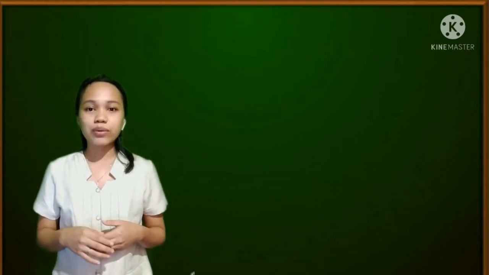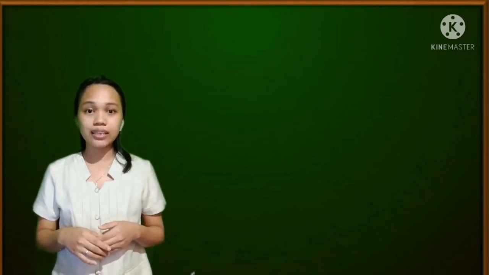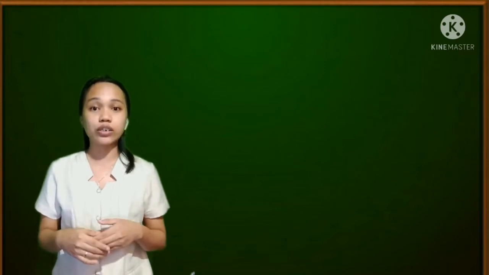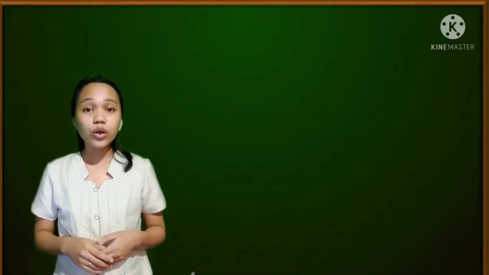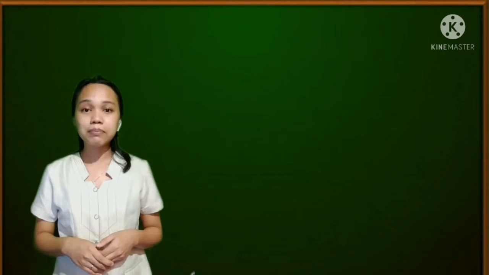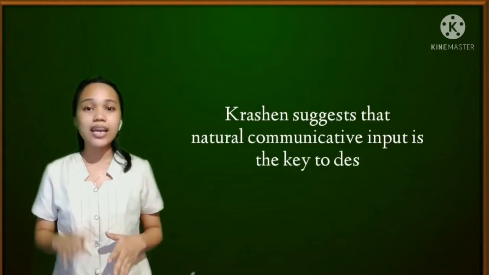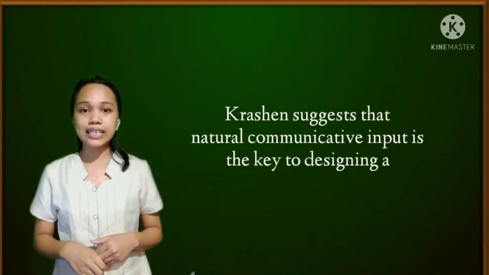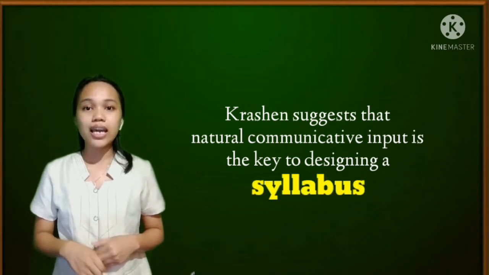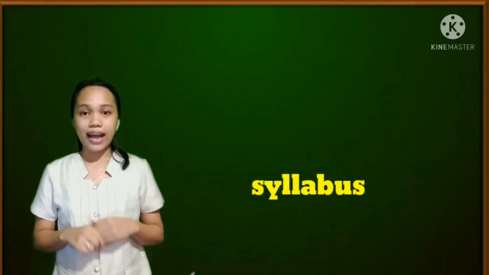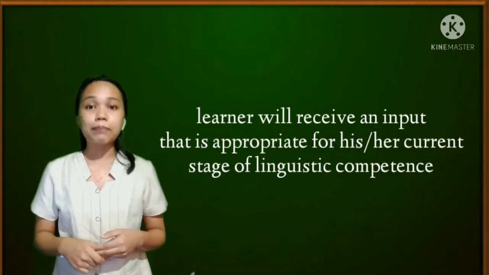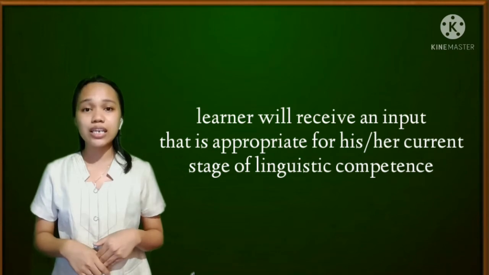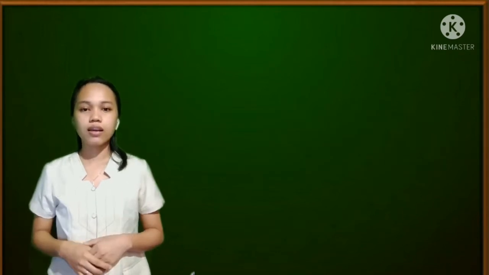When he or she receives second language input that is one step beyond his or her current stage of linguistic competence. Since not all learners can be at the same level of linguistic competence at the same time, Krashen suggests that natural communicative input is a key to designing a syllabus, ensuring in this way that each learner will receive an input that is appropriate to his or her current stage of linguistic competence.